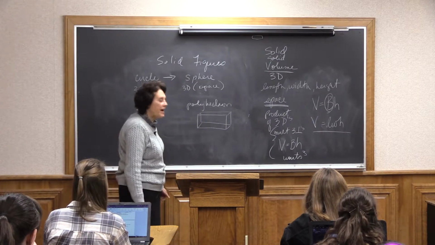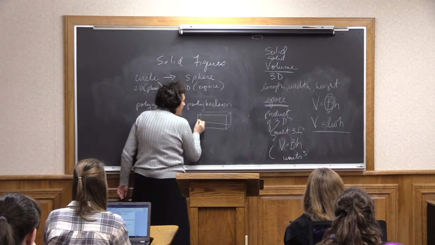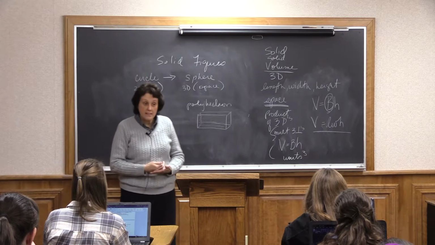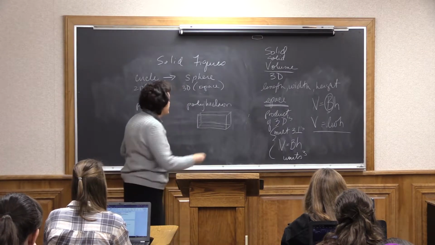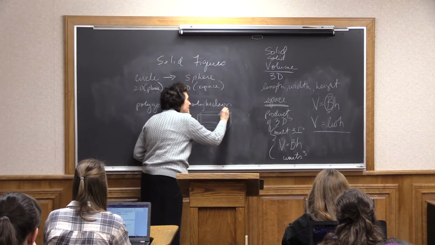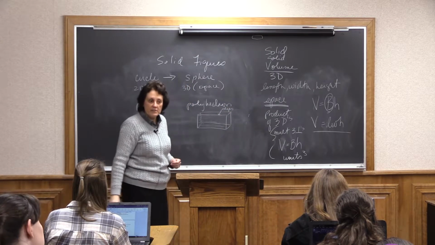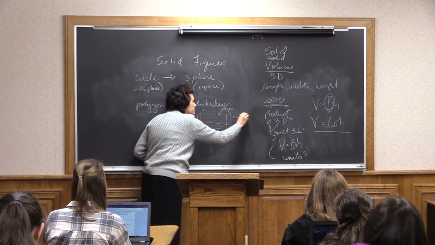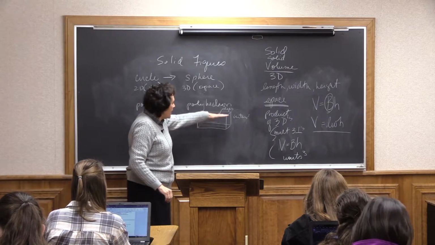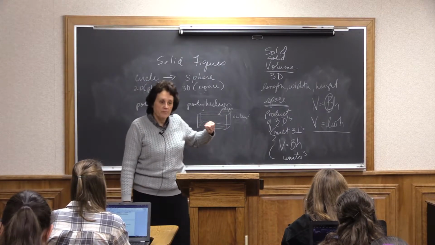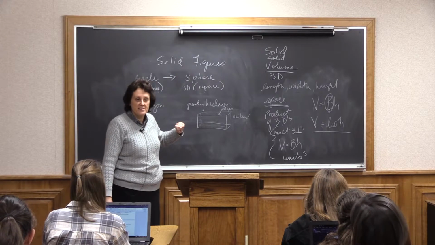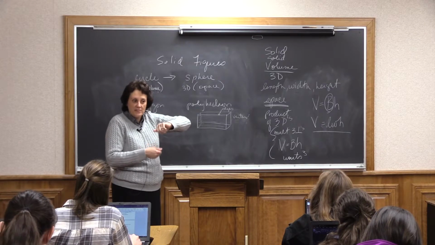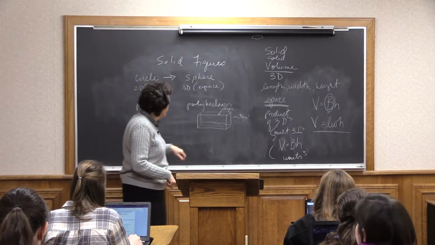Okay, our rectangular solid. Each of its faces, picture a three-dimensional box. Each of its faces are rectangles. Each of its edges are line segments. Each of its angles are at a vertex. So we have faces, edges, and vertices. This rectangular solid has how many faces? It's a box. 4 sides, a lid, and a bottom. 6 faces.